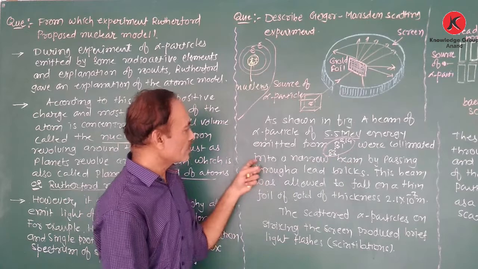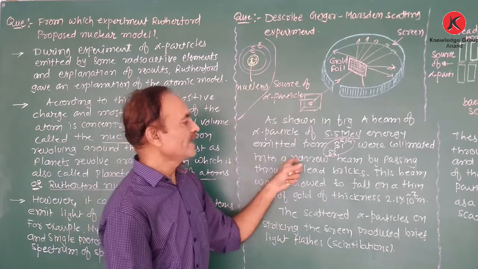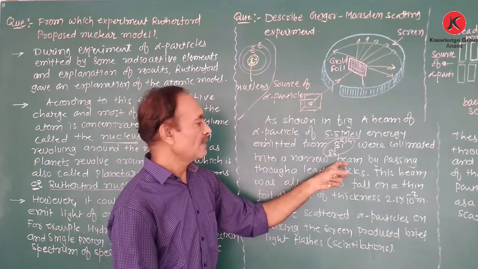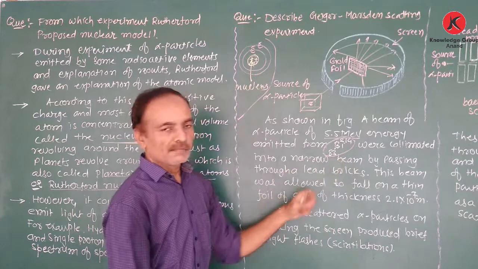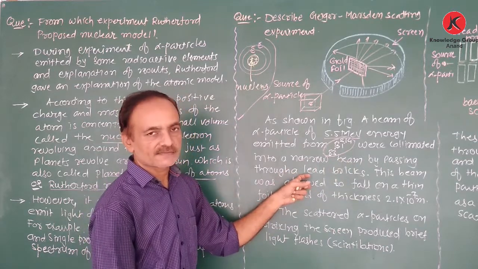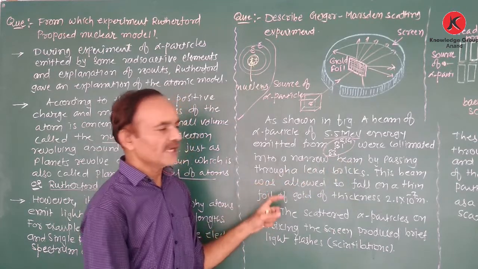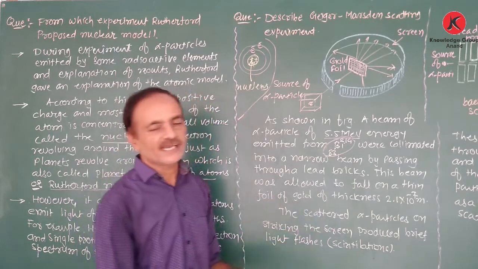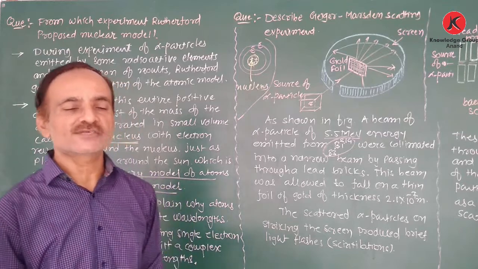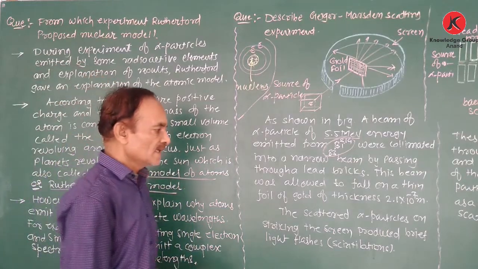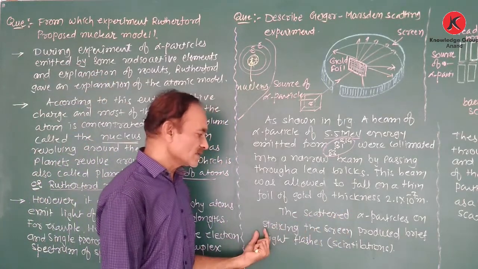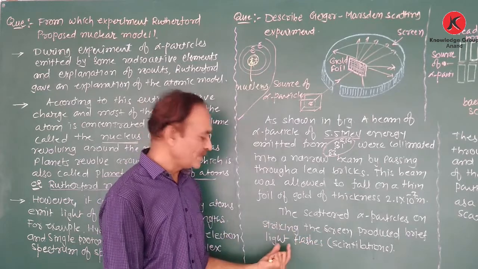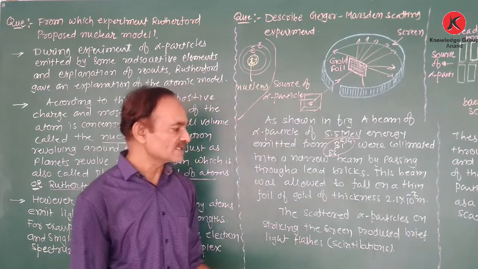The beam was collimated into a narrow beam by passing through lead bricks. This beam was allowed to fall on a thin foil of gold of thickness 2.1 × 10⁻⁷ meter. The scattered alpha particles, on striking the screen, produced bright light flashes, that means scintillation.